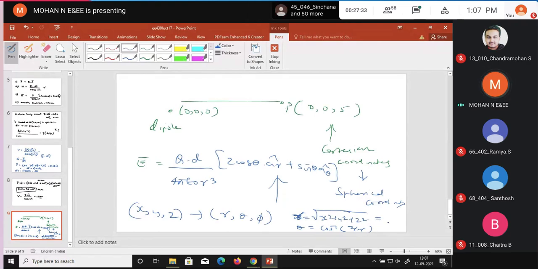So r turns out to be 5 here, and theta turns out to be 0 here. So z is 5 and r is 5. So obviously cos inverse of 5 by 5, cos inverse of 1, is 0. I'll just hold this slide for a few minutes, solve for it, and get me the answer.